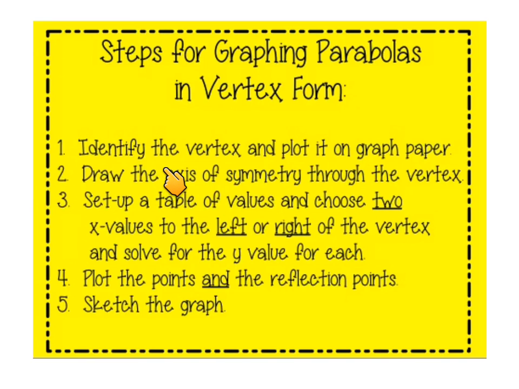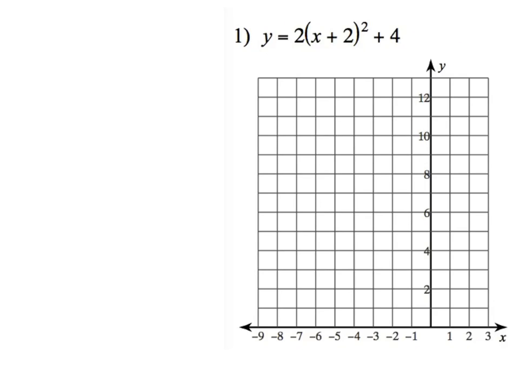We're going to identify the vertex and plot it on the graph. We're going to draw the axis of symmetry. We're going to set up a table of values. We're going to plot those points and the reflection points, and then we're going to sketch the graph. So let's just take a look at this first example, and again, you should tape this down in your notes now.